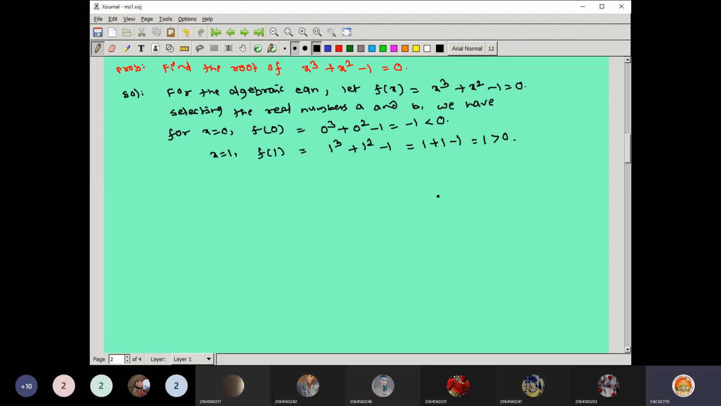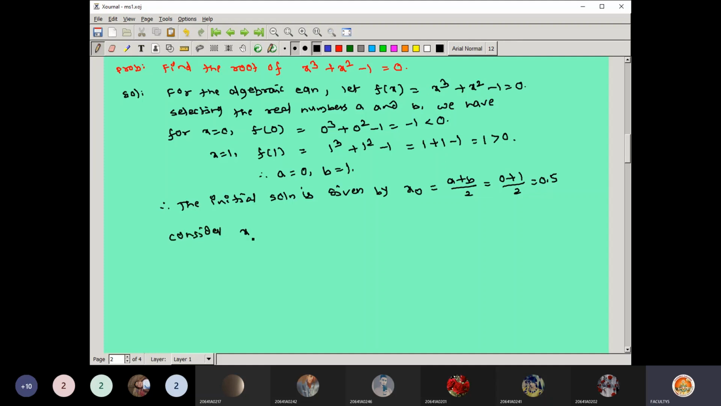Because you are getting opposite signs, therefore you can say that a is equal to 0 and b is equal to 1. So therefore the initial solution, only for the first time, you are calculating x naught, that is equal to a plus b divided by 2. So your a is 0, b is 1, divided by 2, the answer is 0.5, only for the first time.